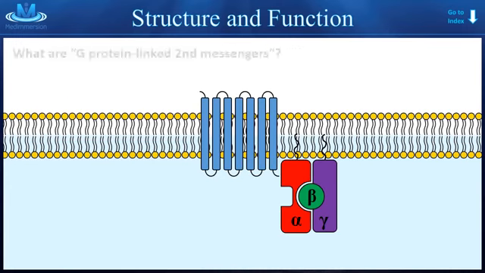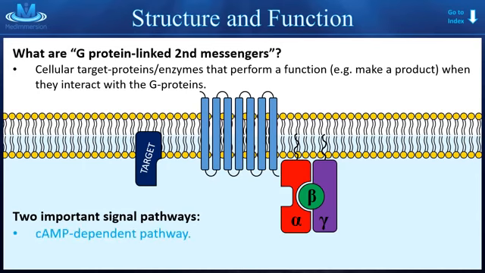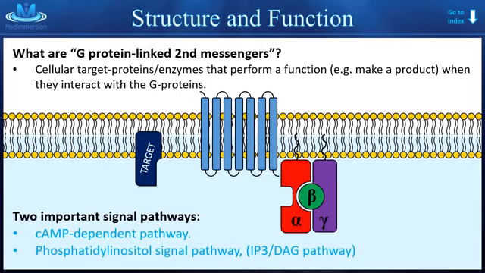What about the term G protein linked second messengers? Well, that's another component of this system, which are cellular target proteins or enzymes that perform some kind of function when they interact with the G proteins that we've already talked about. Now, they are very diverse, but as I said in the beginning, there's 2 main pathways or 2 main targets that cause a pathway that you have to understand. And those 2 are the cyclic AMP dependent pathway and the phosphatidylinositol signal pathway, which I abbreviate here as IP3-DAG pathway.